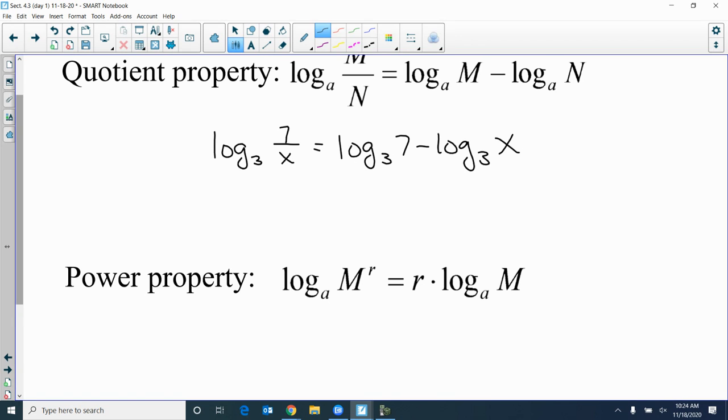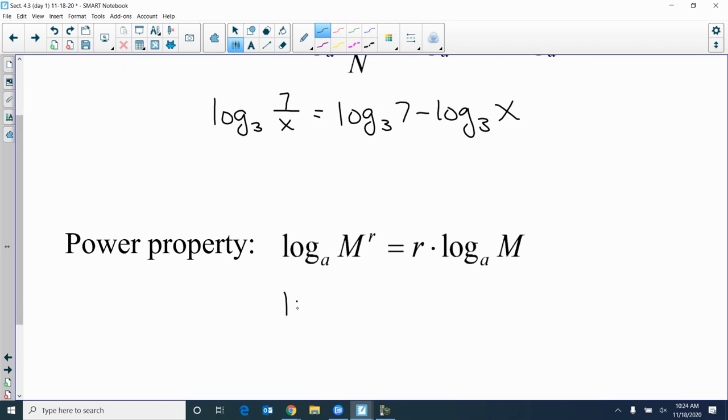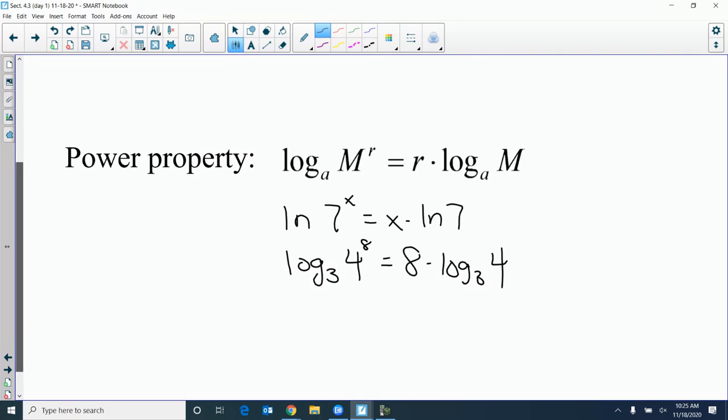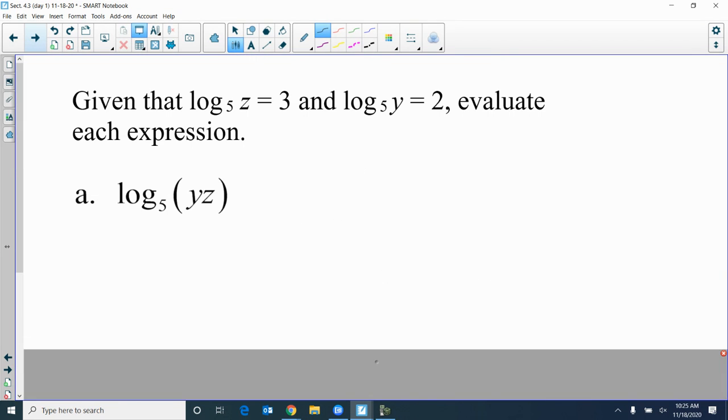Log base a of m to the r is equal to r times log base a of m. So you can think of this as natural log of 7 to the x power is the same as x times natural log of 7. The power can go out in front as a multiplier. Log base 3 of 4 to the 8th power is the same as 8 times log base 3 of 4. So there's just a couple quick cases of the power property.